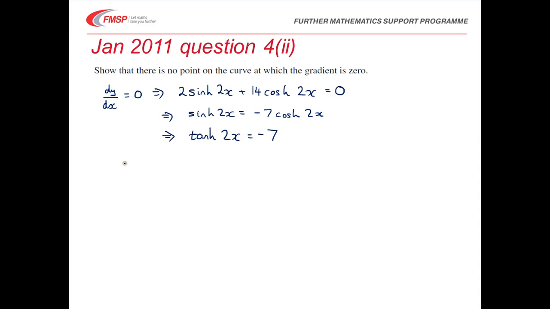But we know that tanh has to be between -1 and 1, so there are no solutions, since -1 is less than tanh 2x less than 1 for all x.